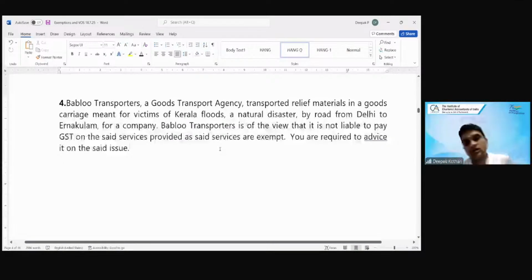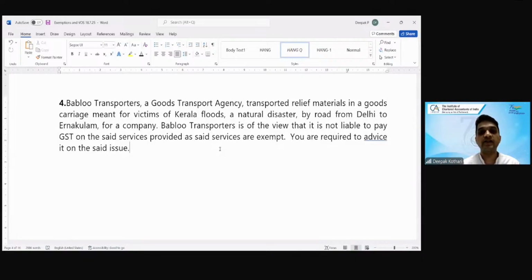Bablu Transporters, a goods transport agency, transported relief materials in a goods carriage, which is meant for victims of Kerala floods, a natural disaster, by road from Delhi to Ernakulam. Bablu Transporters is of the view that it is not liable to pay GST on the said services provided, as said services are exempted. You are required to give your expert advice and advise Bablu Transporters on the said issue.